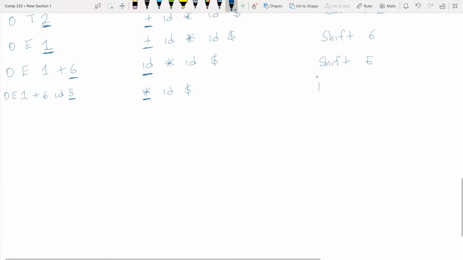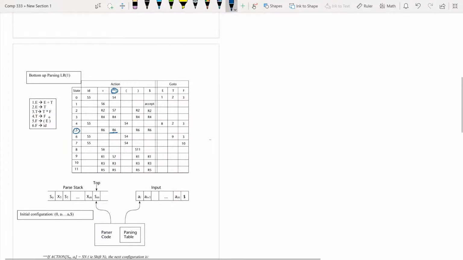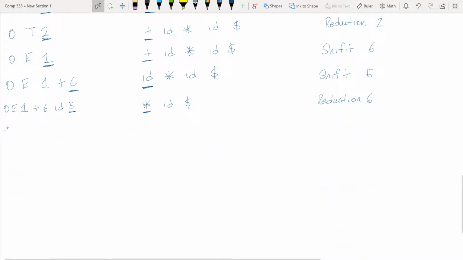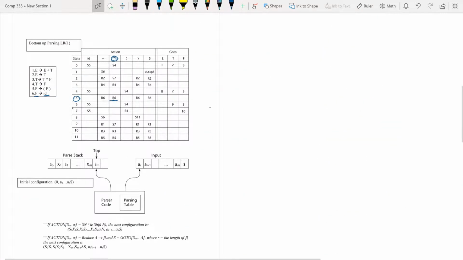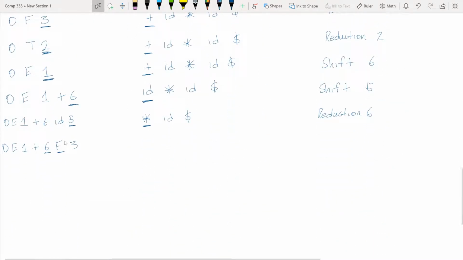So here we get reduction 6. So we look up at the little table. We get ID and F. So ID turns into F. So here we got 0, E, 1, plus 6, F. And to figure out what this 5 turns into, we got to look at 6 and F. So we go up to the big table. And we look at 6. And we look at F. And we get a 3. So we go here. And we get a 3 right here.